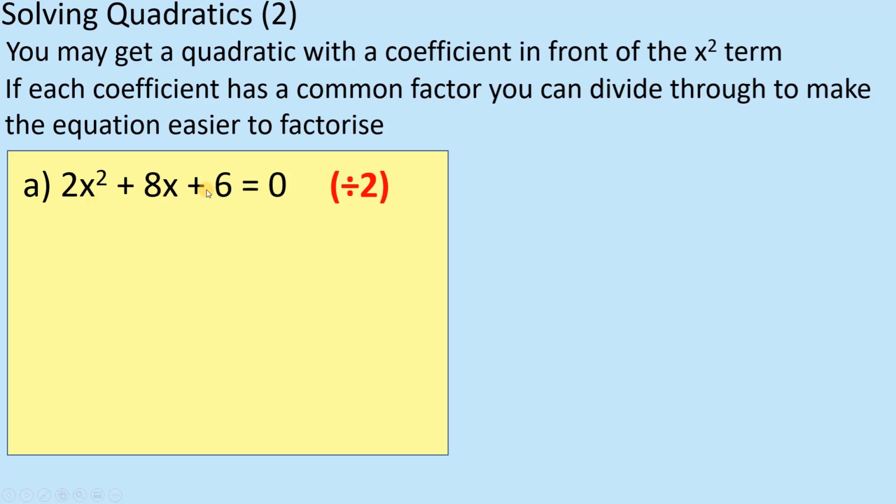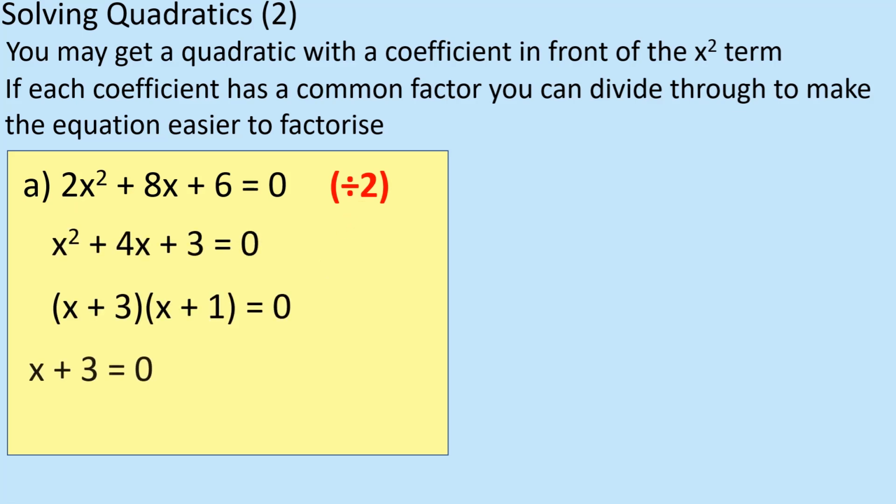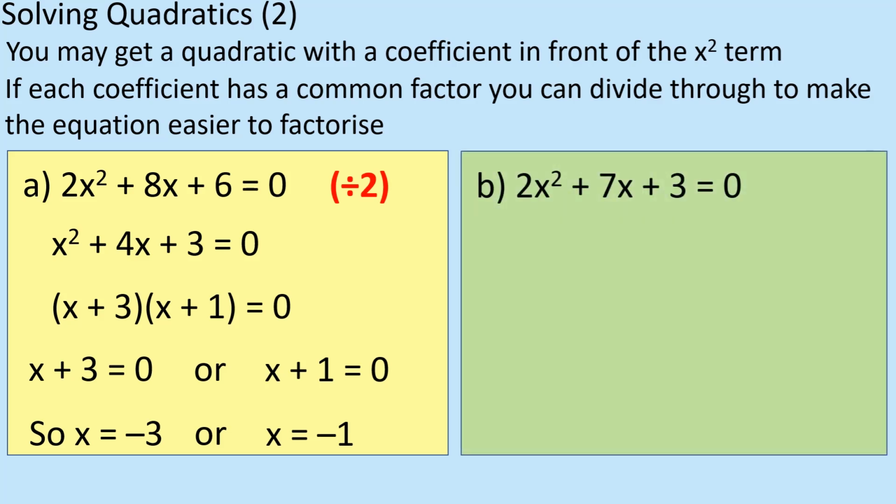I've got 2, an 8 and a 6. So I could go for a bracket of 2x and an x and try and factorise it that way, but of course it's much easier to just divide it by 2, then do exactly like you did before. So I'm just going to run through that very, very quickly to show you that it's quite straightforward. All right. But let's have a look at something that's not as easy. It doesn't divide by 2.